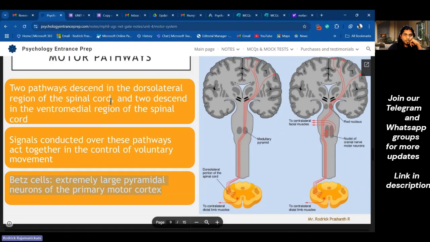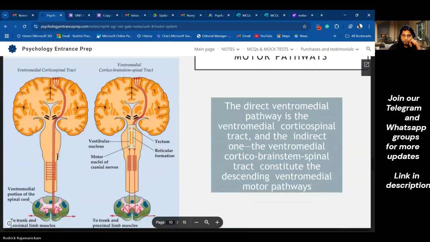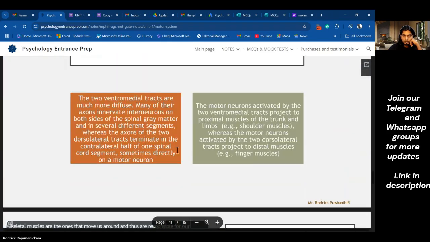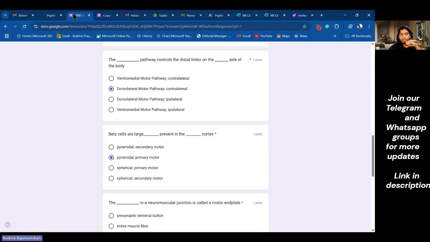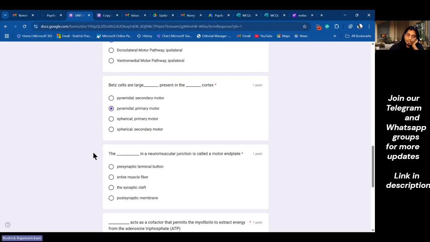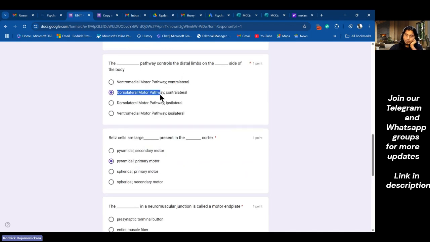So they descend in the ventromedial region of the spinal cord. Control of voluntary movement. Okay. So the ventromedial tracts project to the proximal muscles of the trunk and the dorsolateral project to distal muscles. So we are also correct there. So Betz cells are actually present in the primary motor cortex. They are pyramidal. And for the previous question, it is the dorsolateral pathway and they control contralateral sides of the body.